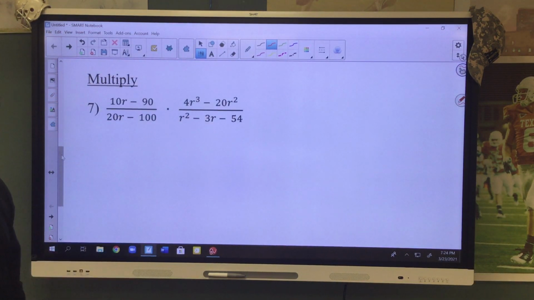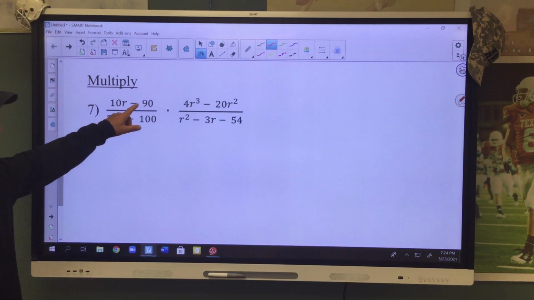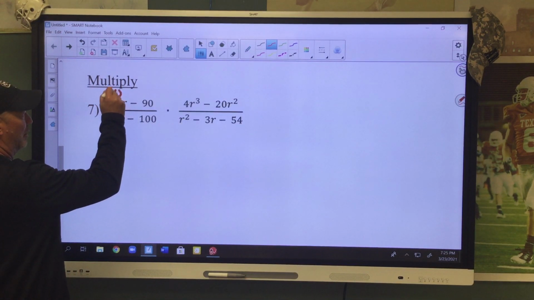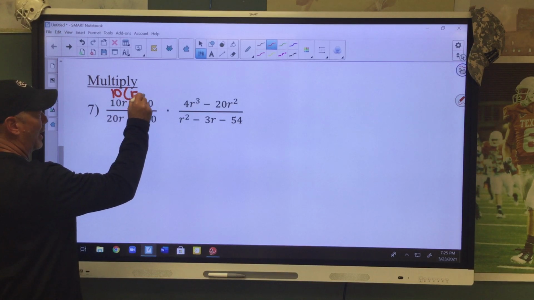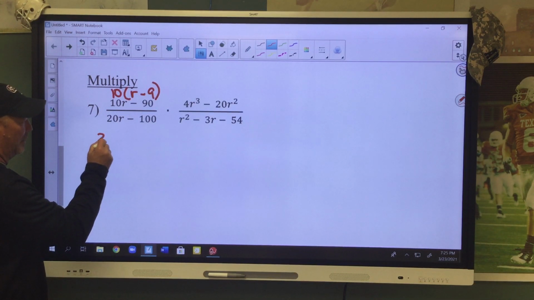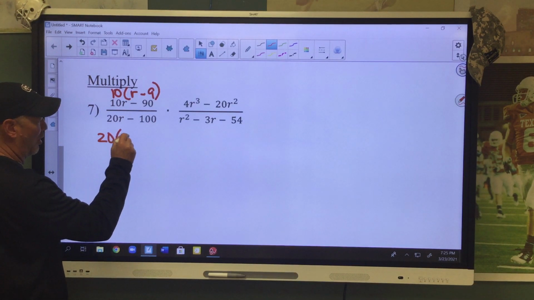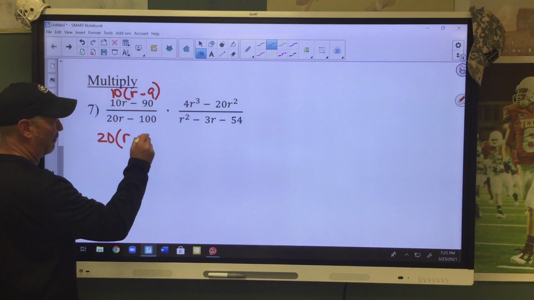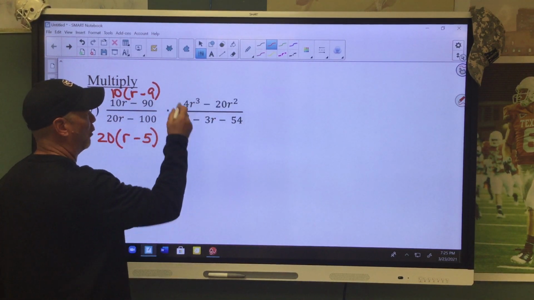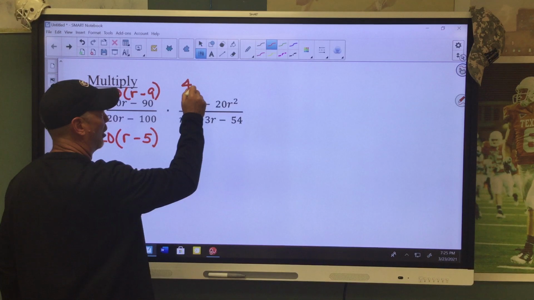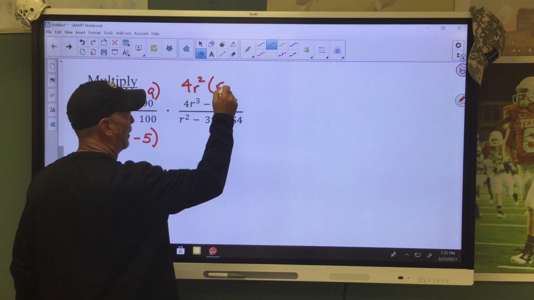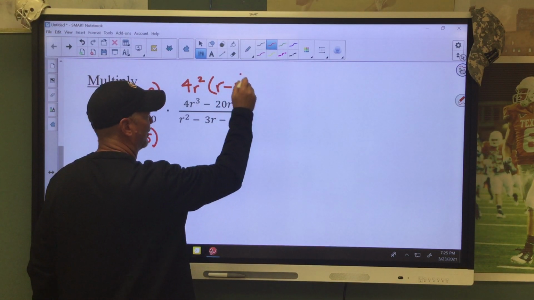This is multiplying. Okay? So on multiplying, we're going to factor first. We're going to have a greatest common factor. We're going to say take out our 10. This is going to leave me with r minus 9. We're going to factor, we're going to have a greatest common factor of 20. And this is going to leave me with r minus 5. Here we still have another greatest common factor of 4r squared. And that's going to leave me with r minus 5.